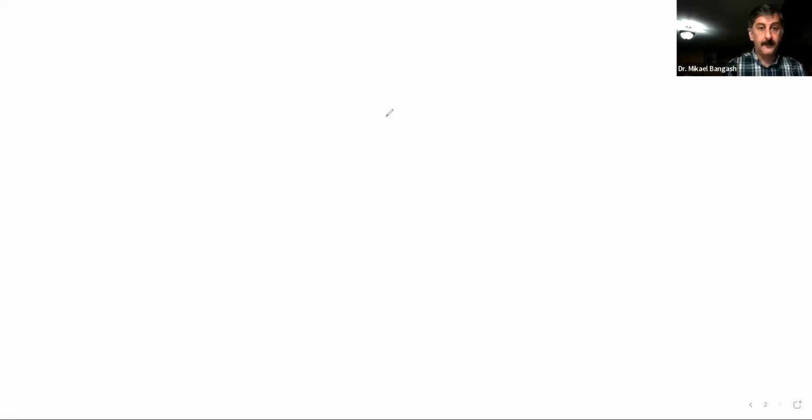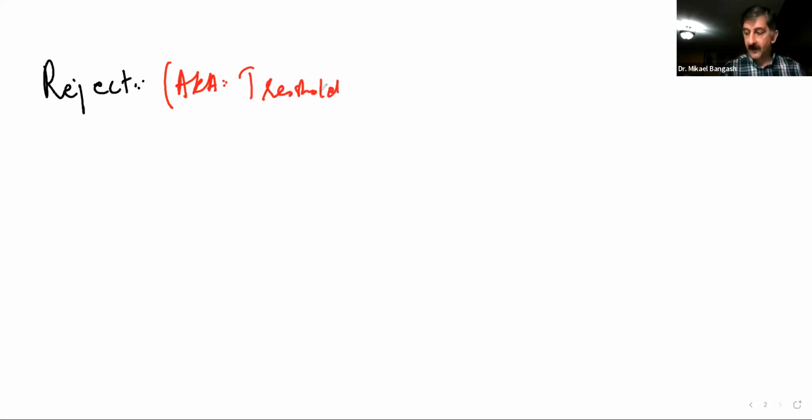The last function of the receiver is reject. Clear? Now, reject, let's just get the synonyms out of the way first. So reject can also be known as threshold. And it can also be known as suppression. Is that clear?